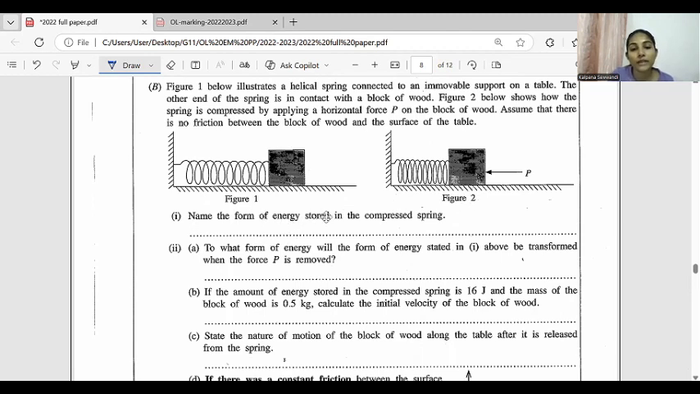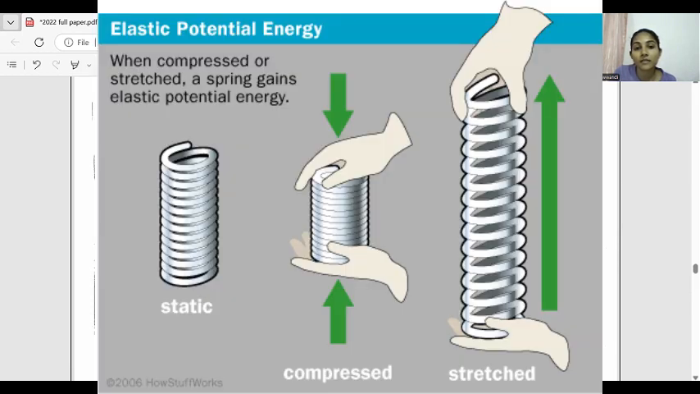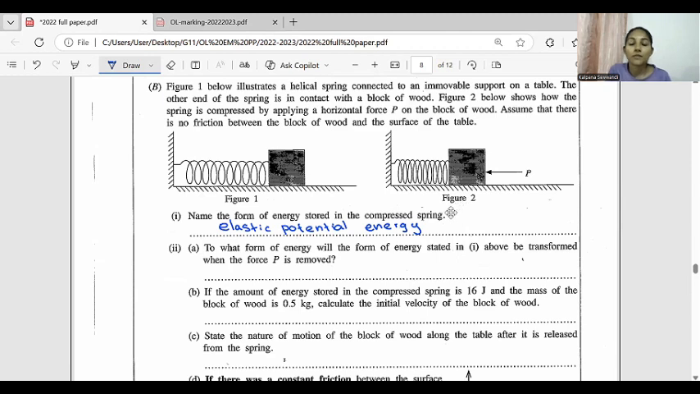Name the form of energy stored in the compressed spring. So you can see the spring has changed its shape. It means the energy has been stored by changing its shape. So we call this elastic potential energy. Elastic potential energy is a type of mechanical energy. So it can release energy by changing its shape, as well as the object can come to the original position once the applied force is removed. So that's what happens in elastic potential energy.